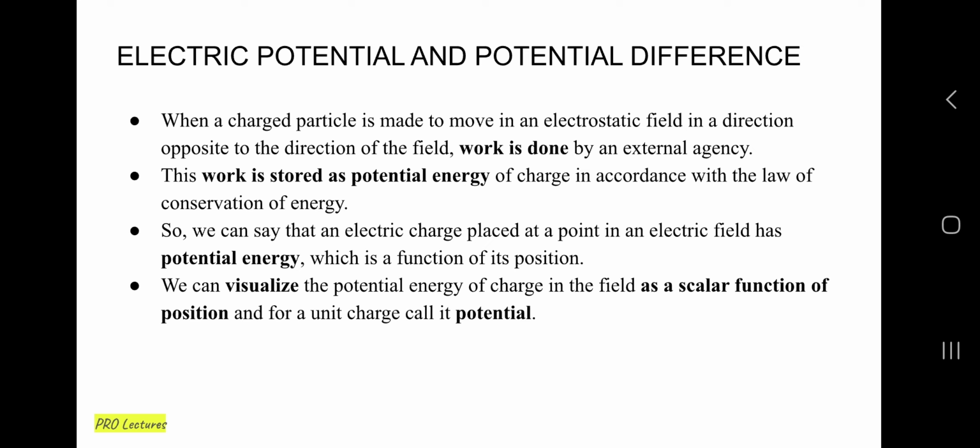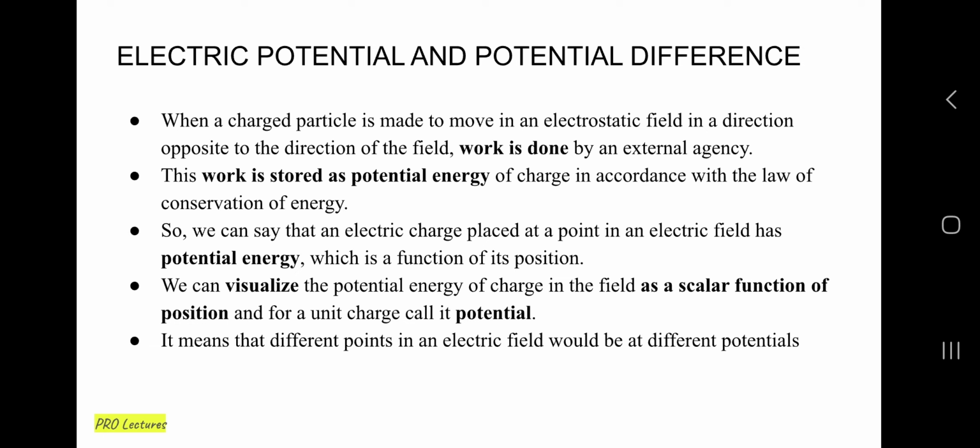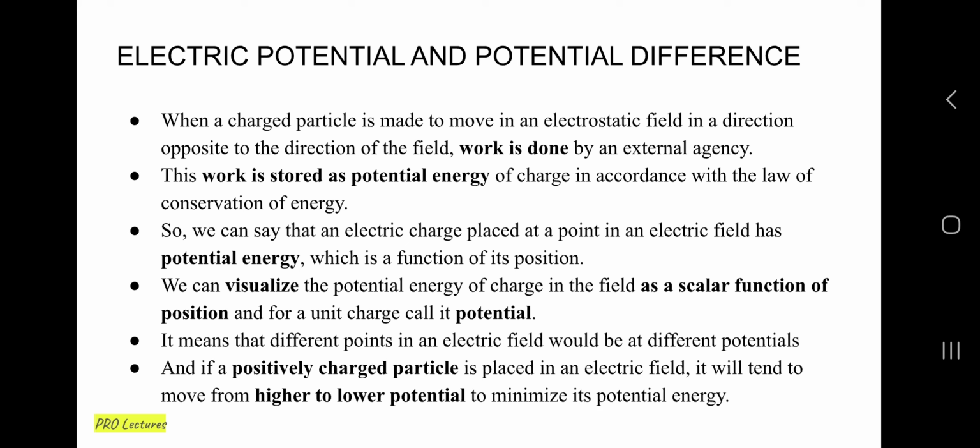You can visualize the potential energy of a charge in the field as a scalar function of position, and for a unit charge, call it potential. In simple terms, it means that different points in an electric field would be at different potentials. And if a positively charged particle is placed in an electric field, it will tend to move from higher to lower potential to minimize its potential energy.